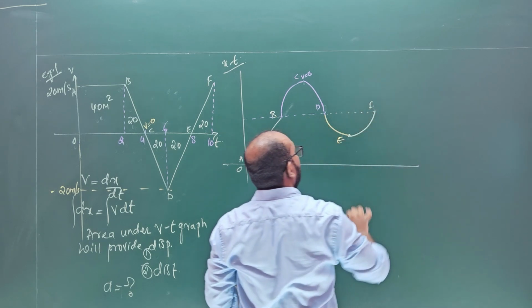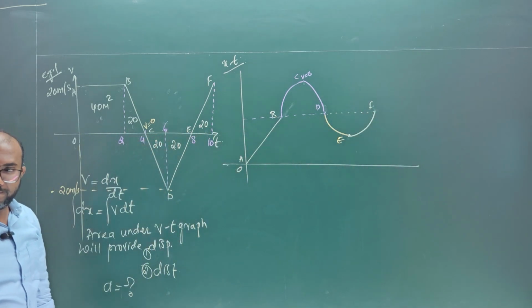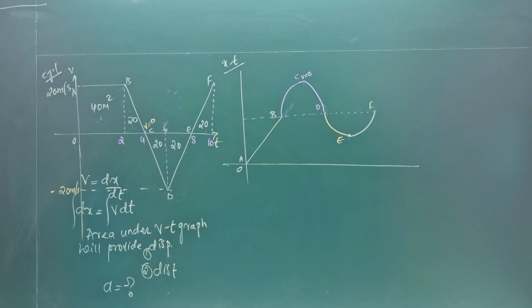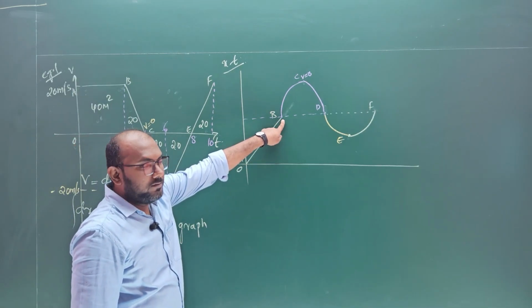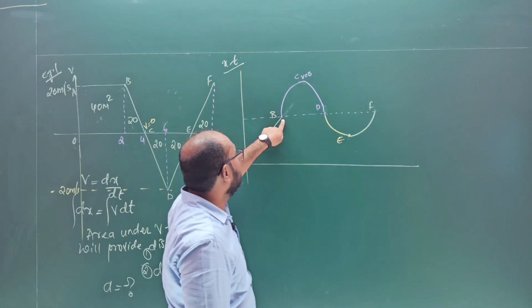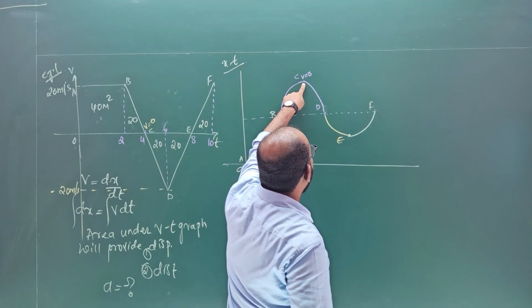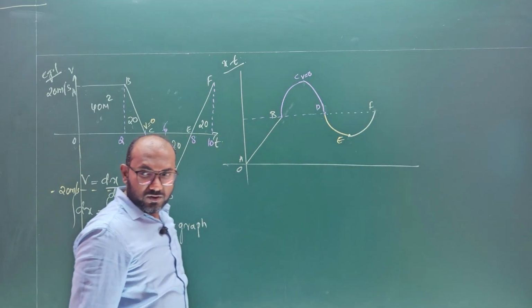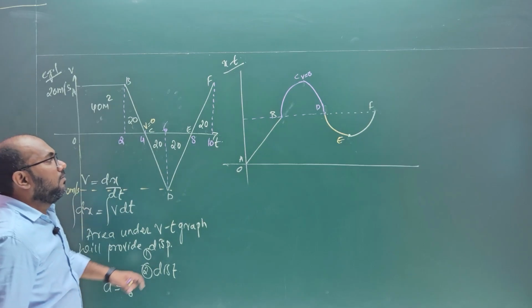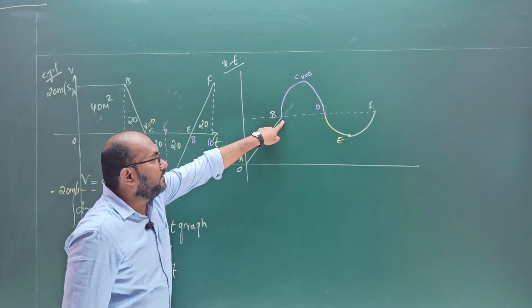F. Now let us try to understand this graph. Then how to represent distance also in the graph. So generally from A to B it moves with constant speed or velocity, then again decreasing, then from here to here increasing, then again decreasing, then increasing. Yes or no? Okay.